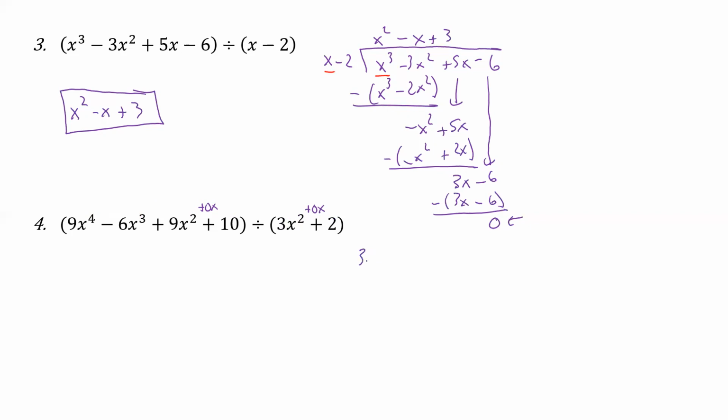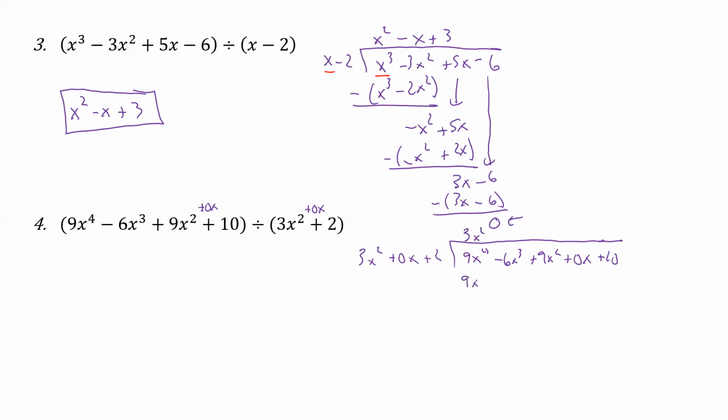So we're going to take 3x squared plus 0x plus 2 into, now we're going to run out of room here, it looks like, but that's okay. We have 9x to the 4th minus 6x cubed plus 9x squared plus our 0x and then plus our 10. Okay. So what do we have to multiply 3x squared by to get 9x to the 4th? Well, we're going to have to multiply by 3x squared.